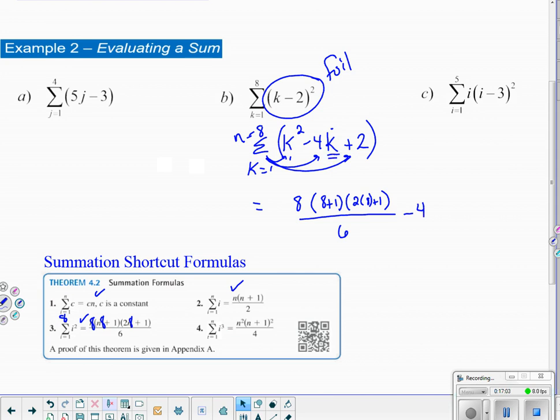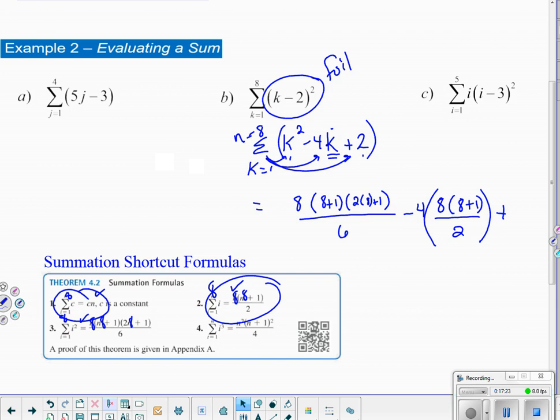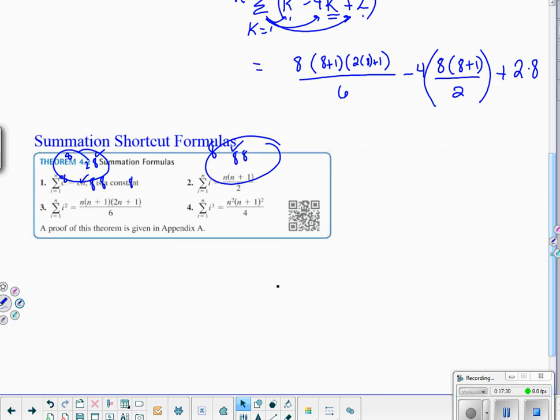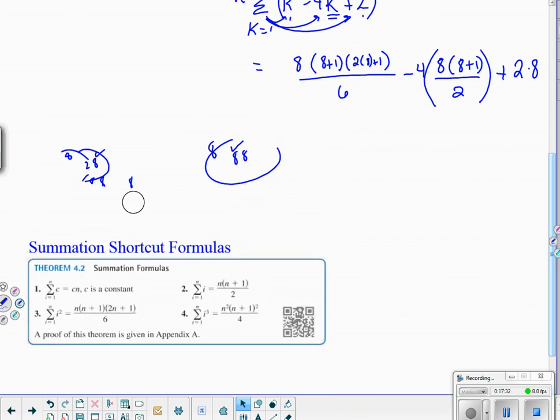Let's look at just k. That's this rule. Remember, I had 8 for my n, so I'm looking at 8 times 8 plus 1 divided by 2. And our last is the constant of 2, so it's a plus sign there. Now I'm working with the constant rule. We're traveling to 8, so it's going to be a 2 times 8. And then it's just going to be math from here on out, a little bit of arithmetic.